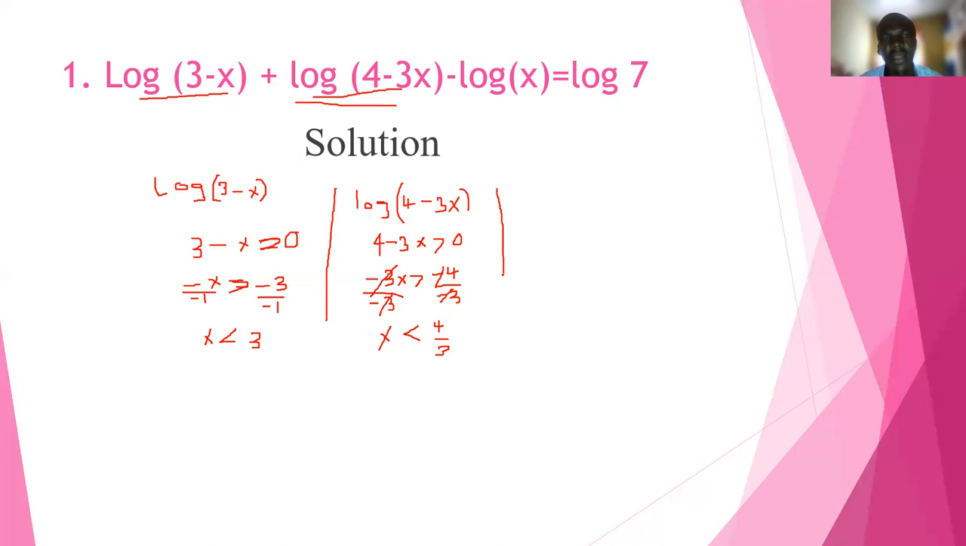Then the last argument, we only deal with the argument where there is an unknown, for example this one, log x, which should also be greater than 0. Now let's get the defined range. In this case, x is less than 3, x is less than 4/3, and x is greater than 0.